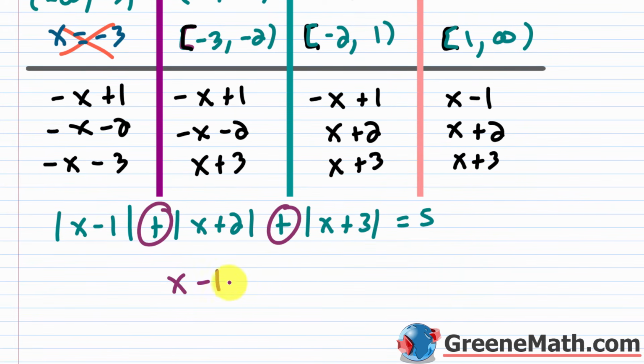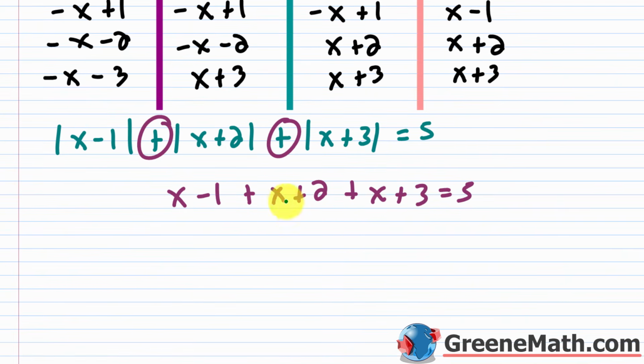So you have x minus 1 plus x plus 2 plus x plus 3 is equal to 5. So x plus x plus x is 3x. Negative 1 plus 2 is 1. Then plus 3 is 4. So plus 4 is equal to 5. Let me make that better. If I subtract 4 away from each side, let's just say 3x is equal to 1. Divide both sides by 3. This cancels. You get x is equal to a third.